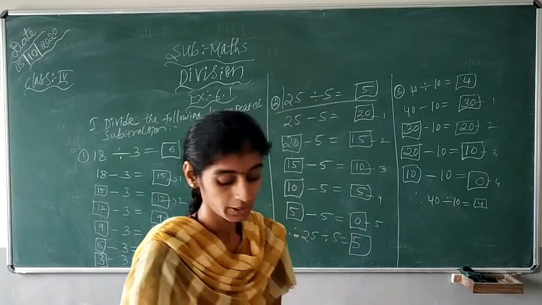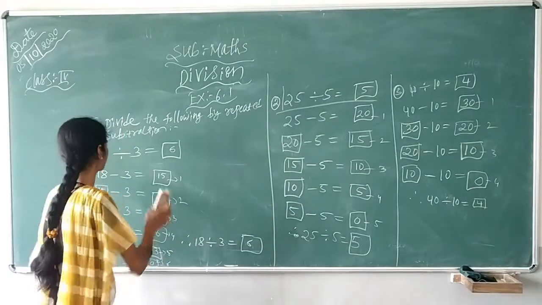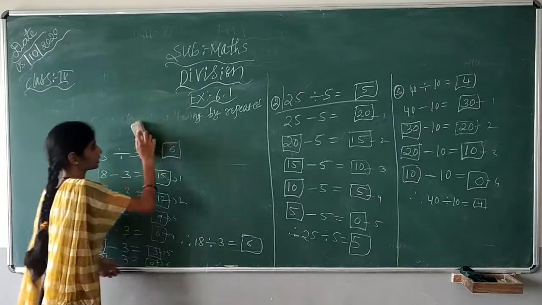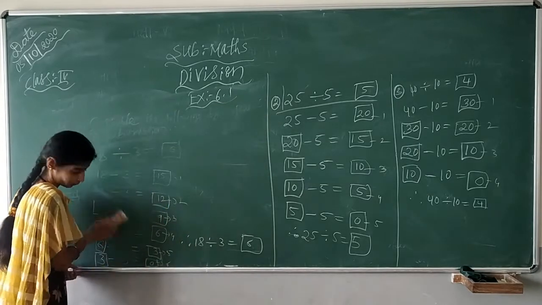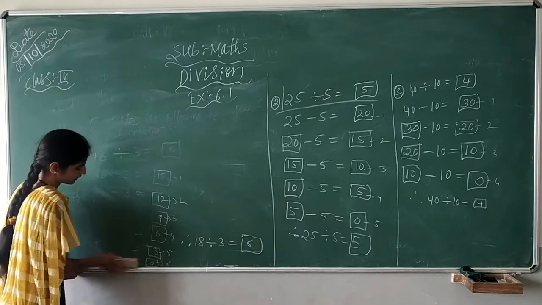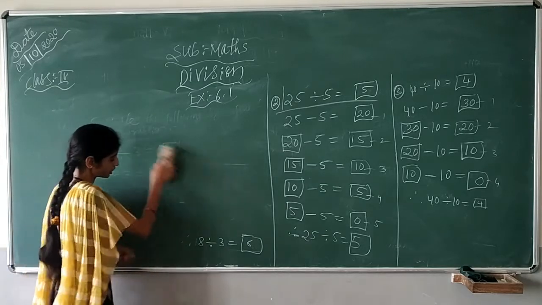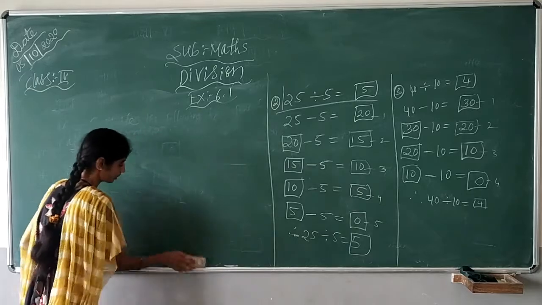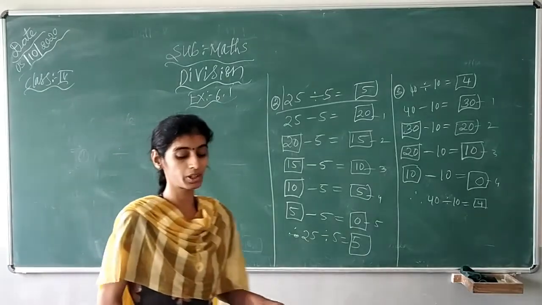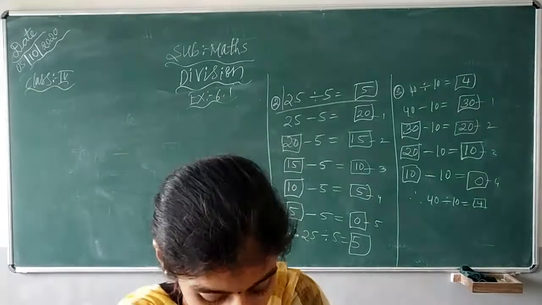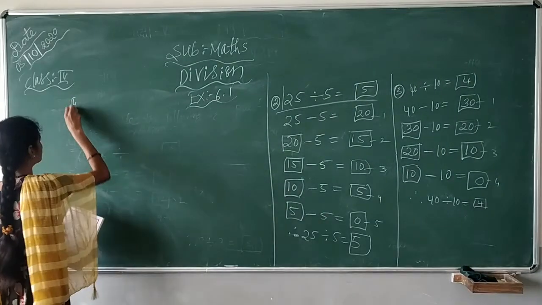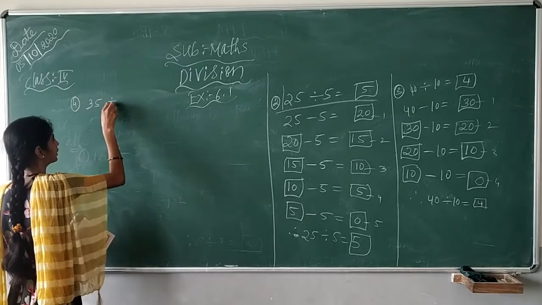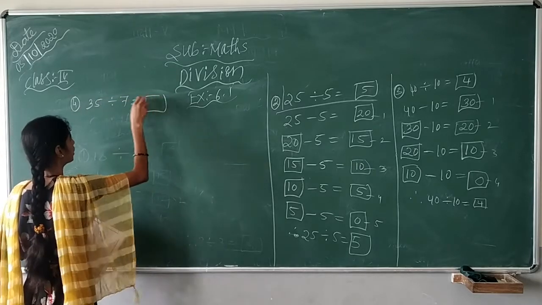And last, 35 divided by 7. And what is that now? 35 divided by 7. Please try it, children. Try on your own. Already half the step they have given. So please subtract it and do it, children. Try on your own. They are very simple. So 35 divided by 7 equals how much?